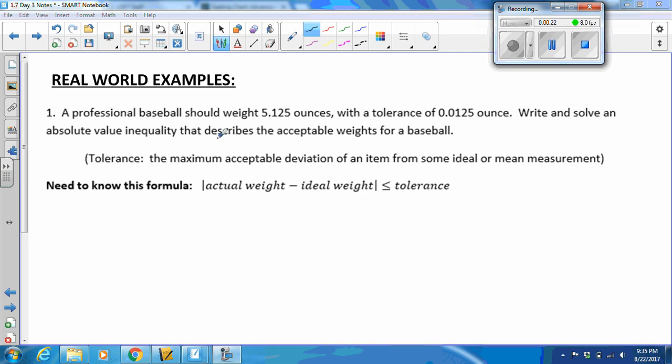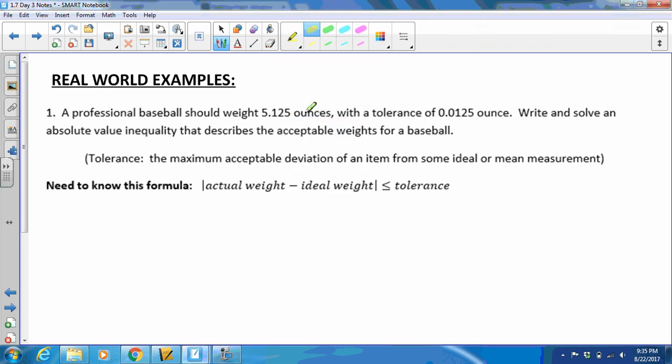These real-world examples we're going to call tolerance. Basically, the definition of tolerance is the maximum acceptable deviation of an item from some ideal or mean measurement. Now, let's do some problems so you understand what is happening.